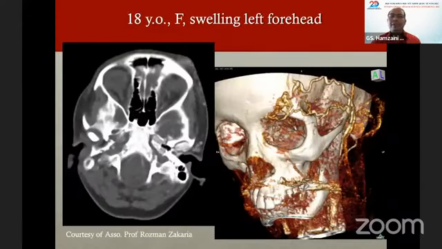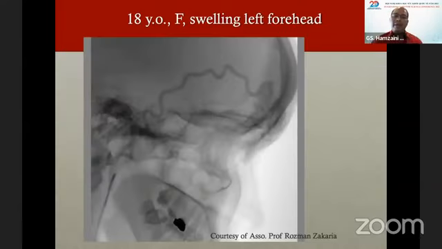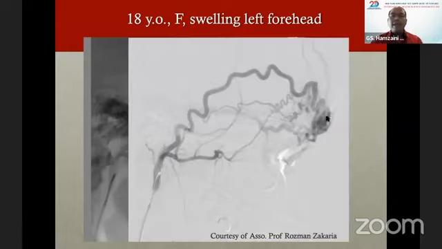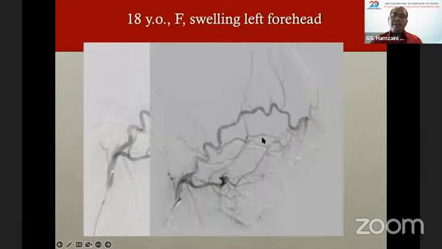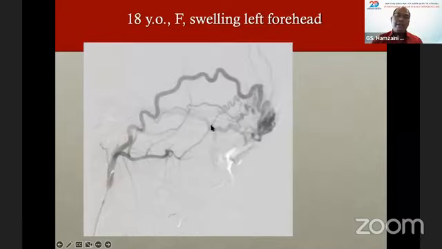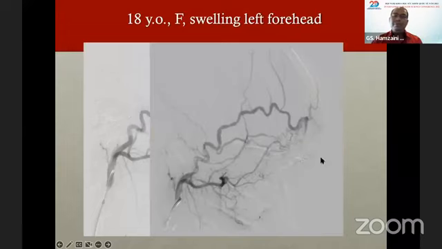This is an example of AV malformation shared with me by Prof Rosman, and you can see this is the nidus. The nidus was treated, and you can see there is an early draining vein. Post-treatment, post-embolization, there are no early draining veins.